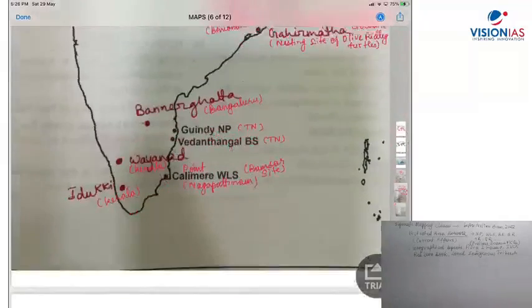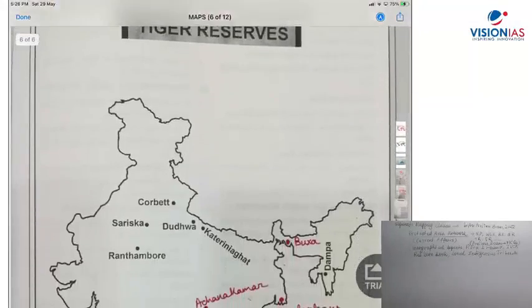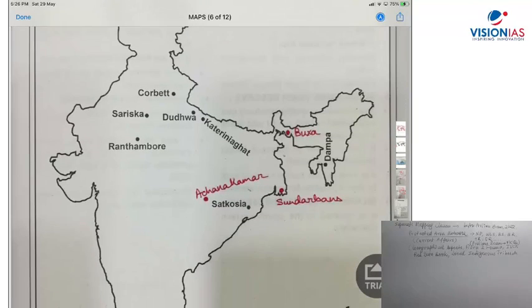This I have already given to you. Then Tiger Reserve, for example. You are aware of Corbett, that is in Uttarakhand. Ramnagar district, that is now in Uttarakhand.